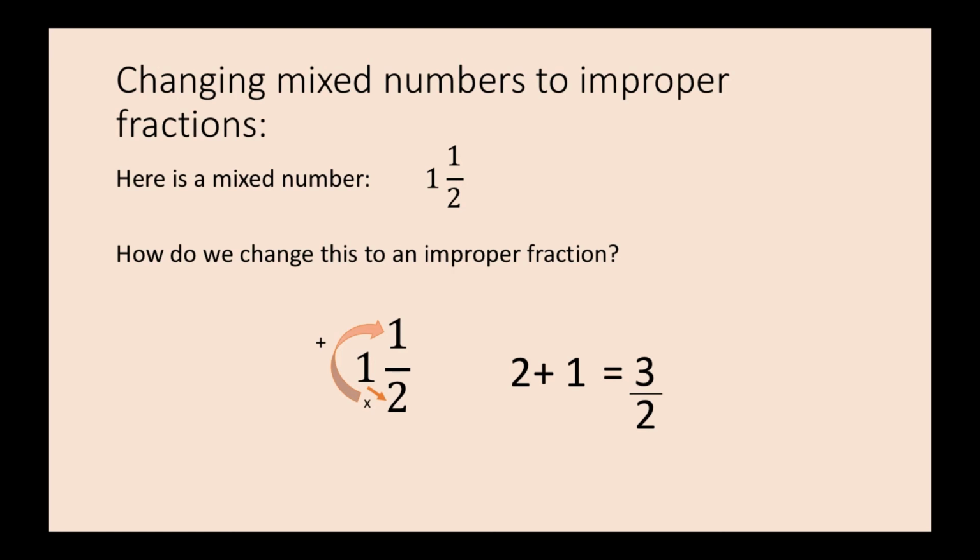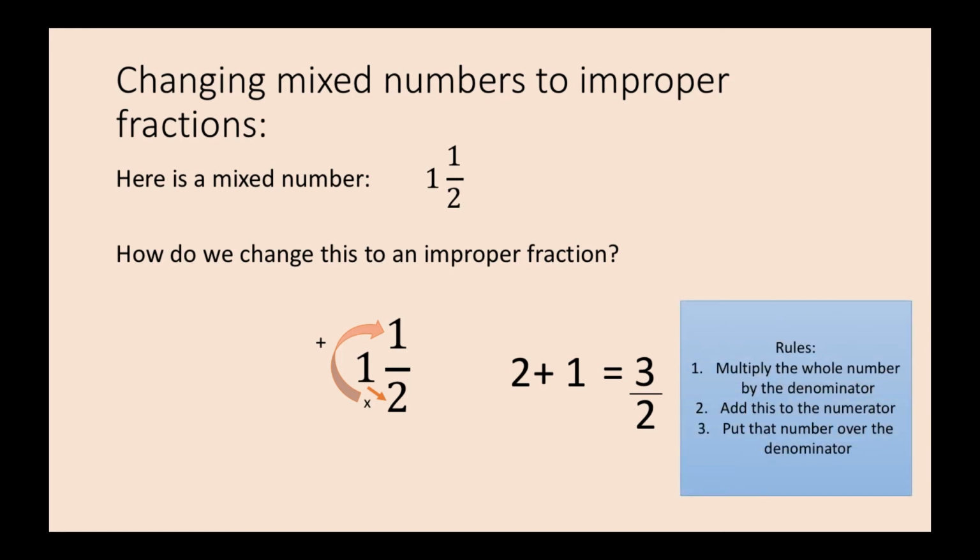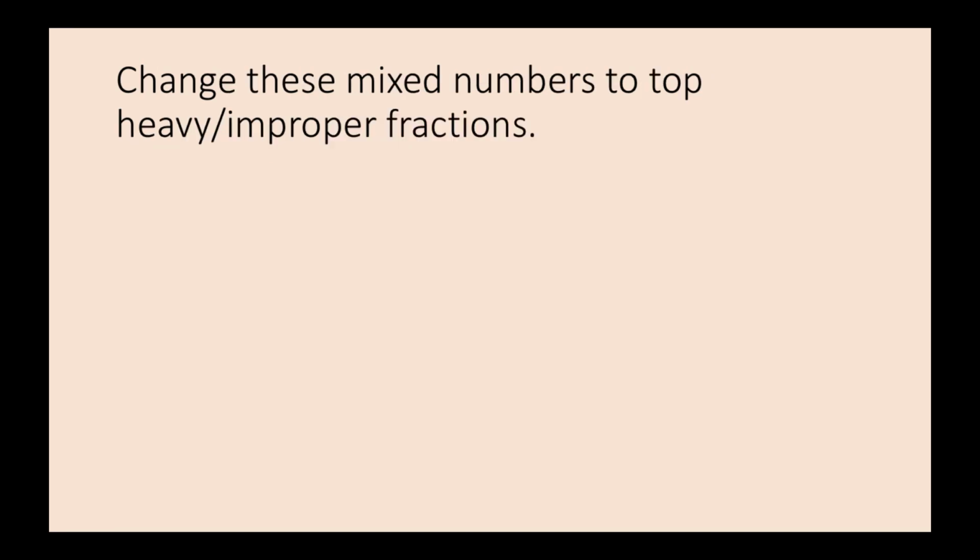Okay, so let's look at another example. Here are your rules if you'd like to write those down. You multiply the whole number by the denominator, you add this to the numerator, and then you put that number over the denominator. It sounds a little bit complicated when you put it like that, but if you just keep having a go, then you'll be fine. So pause the video if you want to write down those rules. But if you are wanting to have a go, here are 3 questions for you to practice, and I will go through them in a second.